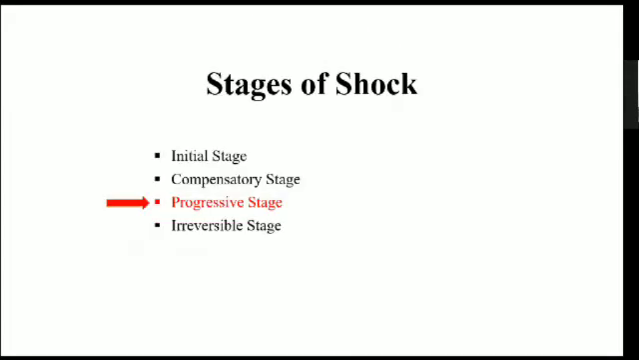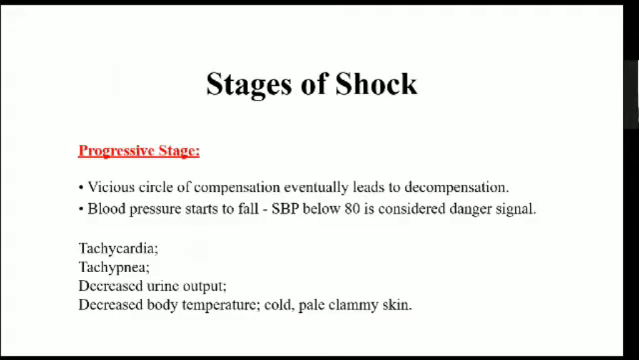Now the third stage, progressive stage. In progressive stage, the vicious circle of compensation eventually leads to decompensation. Blood pressure starts to fall and systolic blood pressure below 80 is considered a danger signal. In this case, we find in the patient tachycardia, tachypnea, decreased urinary output, and decreased body temperature in the form of cold, pale, clammy skin.